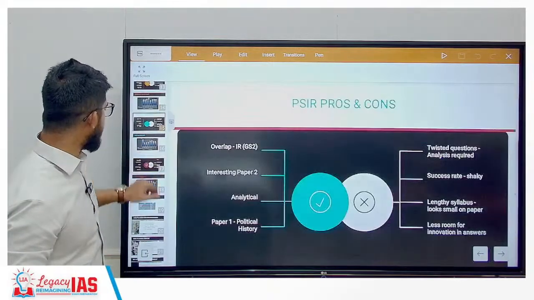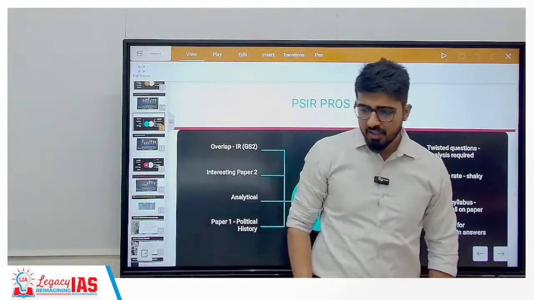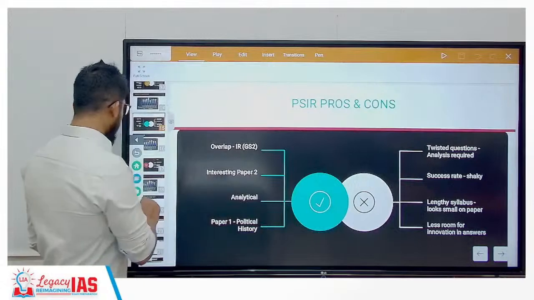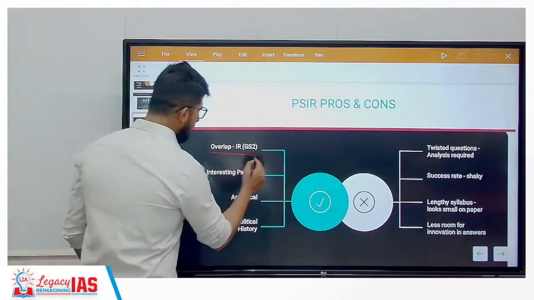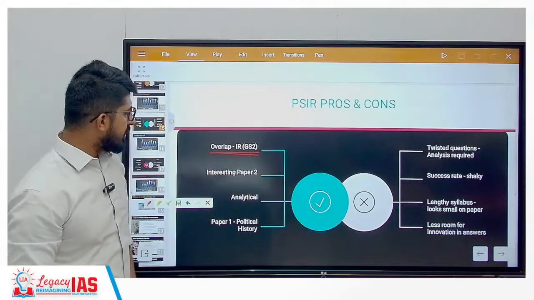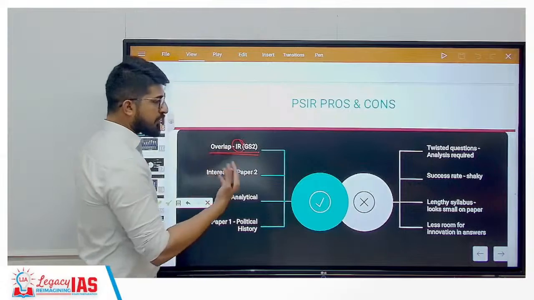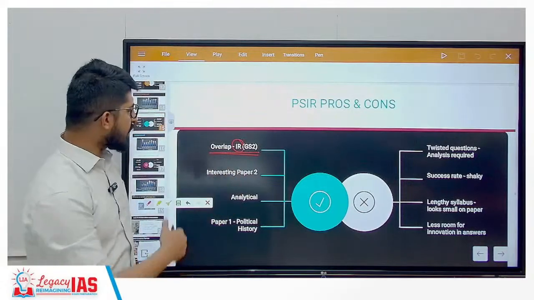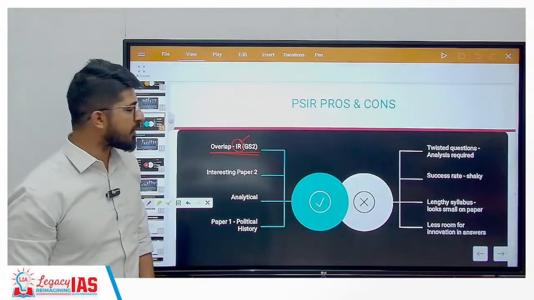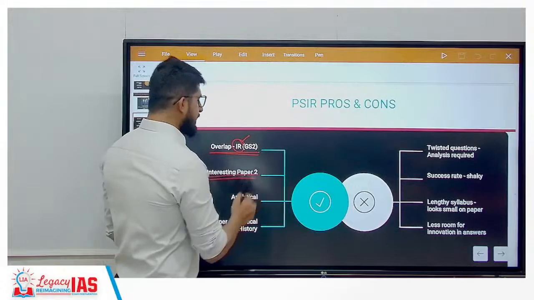Next optional is PSIR, Political Science and International Relations. It's a good optional, very interesting optional. It has an overlap with IR, GS2 paper, International Relations of GS2. So if you study this as an optional, I don't think you will have to study the IR part whatsoever. You need not study the IR part of GS2 at all. Interesting paper too, which is International Relations.